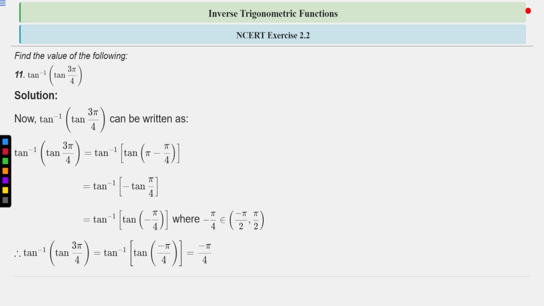And tan inverse tan theta is basically theta when theta belongs to minus pi by 2 to pi by 2, right? So the correct answer will be minus pi by 4. Clear?